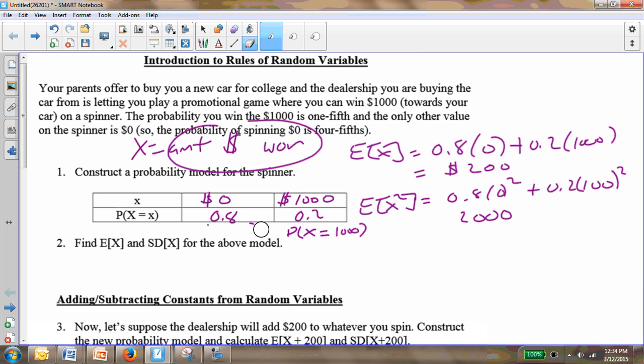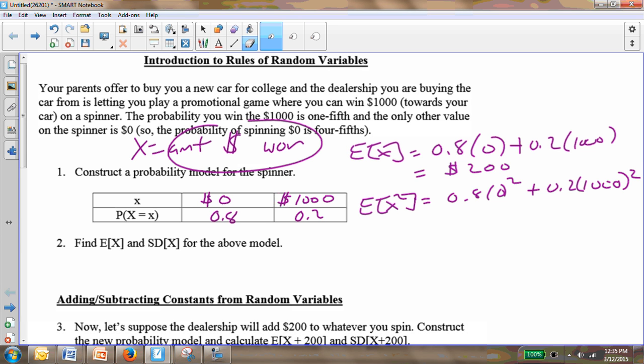Let's see. So expected value of X is 0.8 times 0 plus 0.2 times 1,000. I got 200 for that. The main reason I stopped this last video is I put in 100 instead of 1,000 over here. So we've got 0.8 times 0 squared plus 0.2 times 1,000 squared.